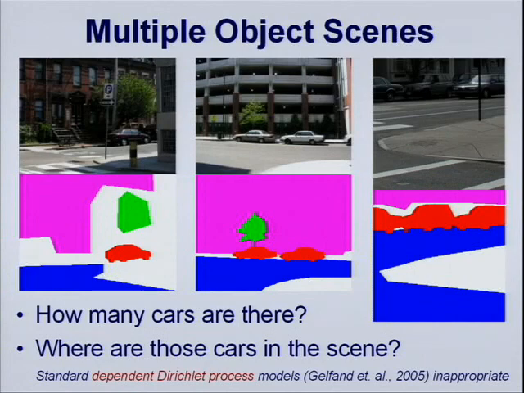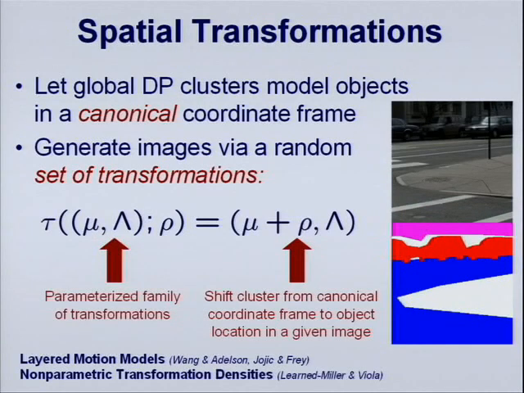Okay. So when we look at multiple object scenes, the question that comes up is, how many cars are there, and where are those cars located in the scene? The way we're going to do this is by combining our earlier Dirichlet process models with spatial transformations. You can think of these clusters or mixture components in the Dirichlet process as describing what the object looks like in a canonical object-centered coordinate frame. What does it look like if it was right in the middle of the frame when I took my picture? And then I'm going to compose a scene by taking multiple objects and moving them around to random locations. This notion of spatial transformation just says I'm going to take this canonical object and move it into a different location.